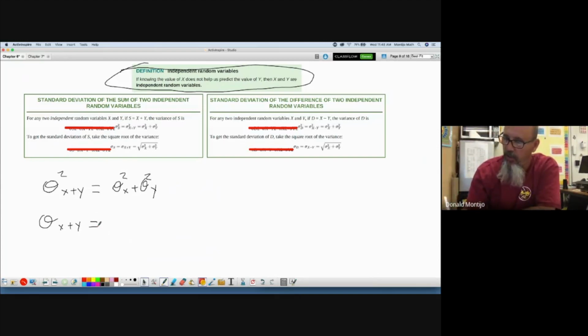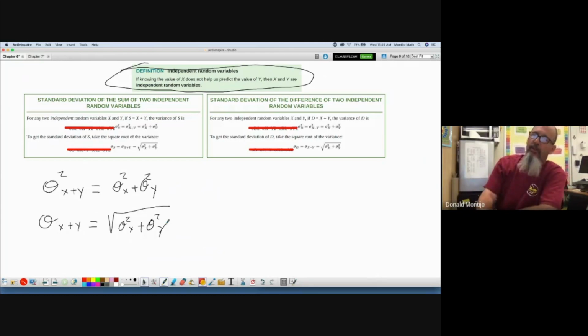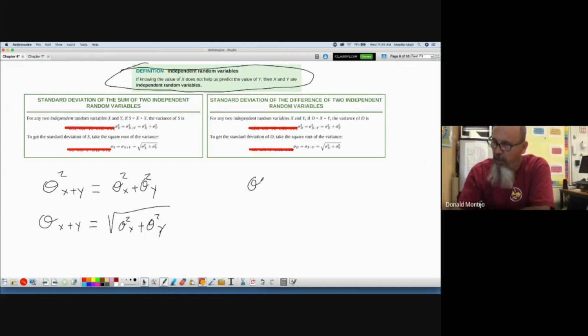So if I want to find the standard deviation of two values added together, I converted them to variances, I followed the rules for variances, and then I took the square root of those values to put them back into a standard deviation. Now, what if I want to subtract two standard deviations? Well, I can't. Remember, standard deviations are sacred. You cannot do anything to standard deviations. You must convert them to variances, then follow the rules for variances and convert it back to standard deviations.